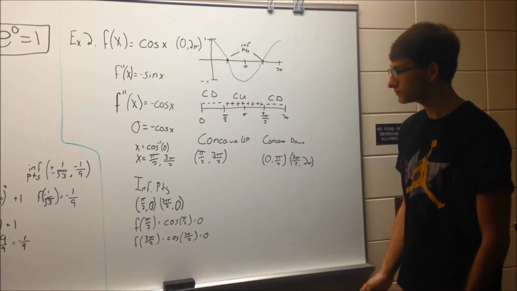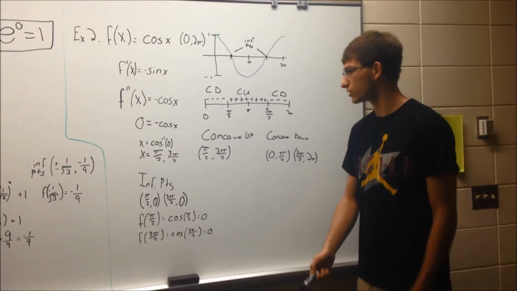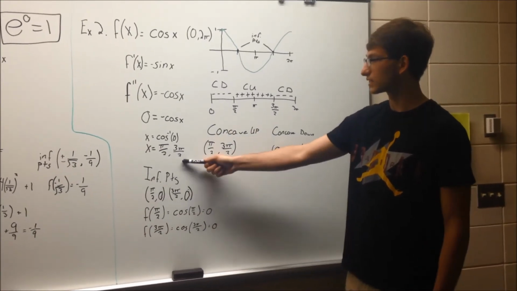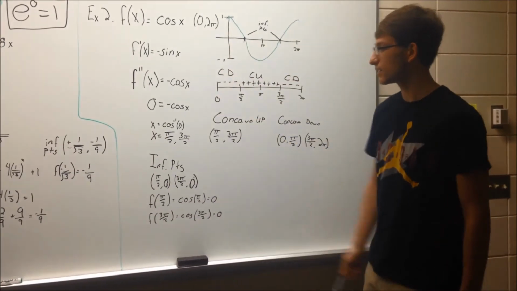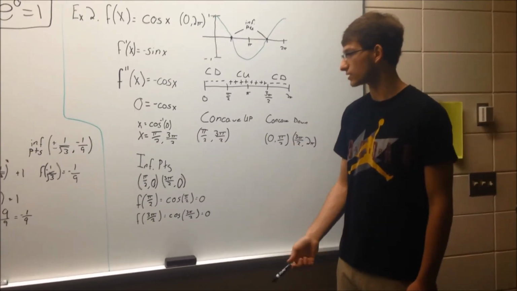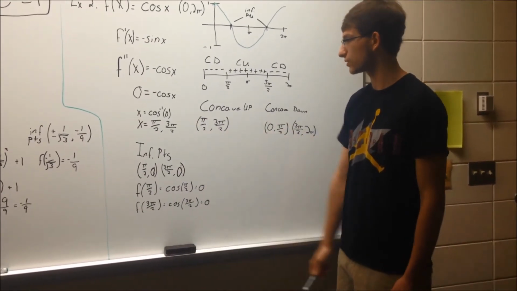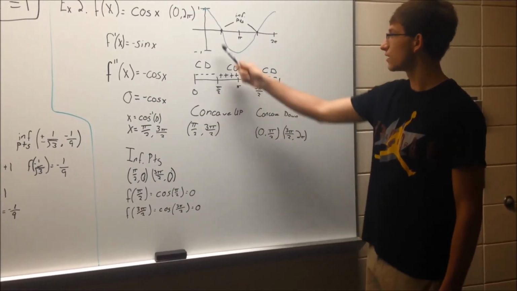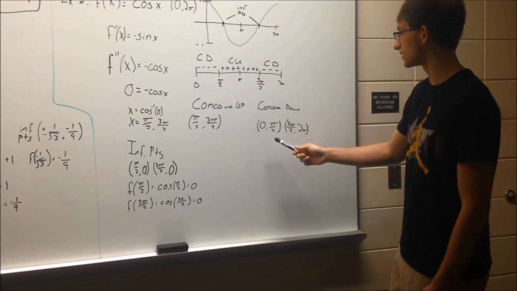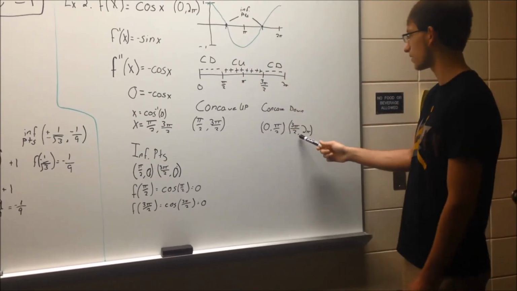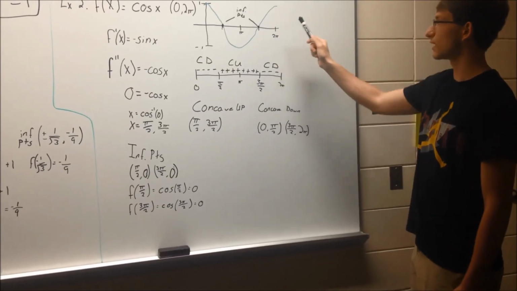And then, okay, so then what you want to do is find the y value of the inflection points. And so you plug the x value back into the original equation, and you get 0 for each y value. And so the inflection points are pi over 2, 0, and 3 pi over 2, 0. And you can see that it's concave up from pi over 2 to 3 pi over 2, from here to here. And that it's concave down from 0 to pi over 2, from here to here, and 3 pi over 2 to 2 pi. So the last part of the graph.